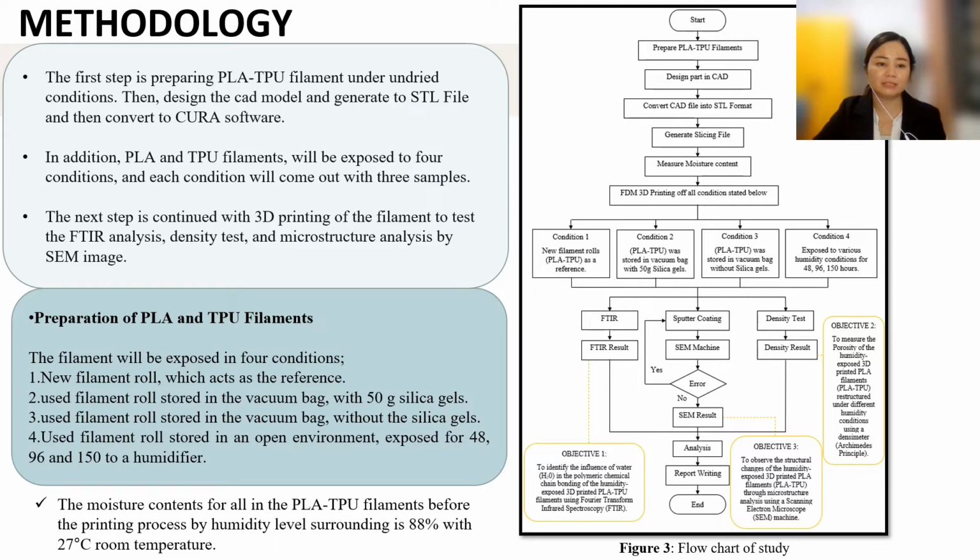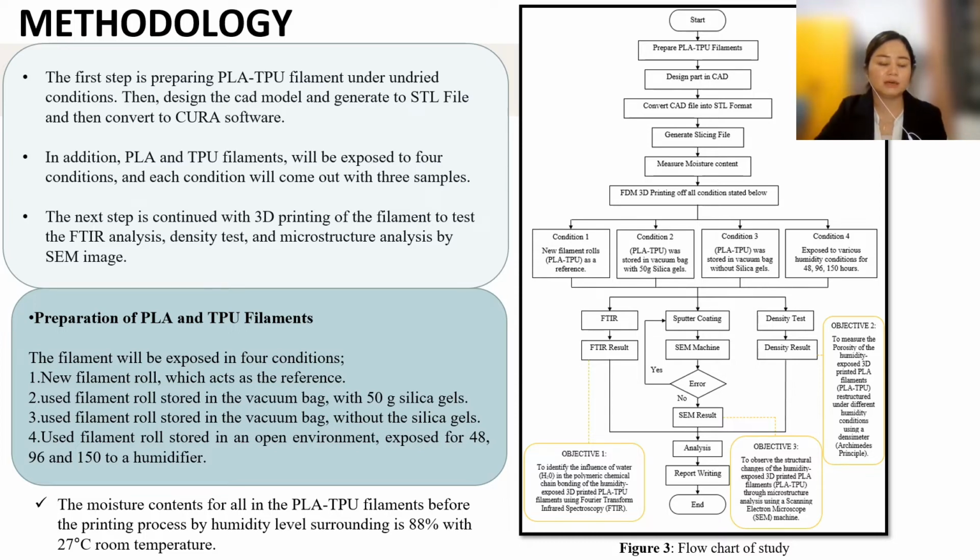Methodology. The methodology of this study is shown in Figure 3, which is the flowchart of the study. The first step is preparing PLA and TPU filaments under undried condition. Then design the CAD model and generate the STL file, and then convert it in Cura software by generating a slicing file. In addition, the material preparation, which is PLA and TPU filaments, will be exposed for 4 conditions, and each condition will come out with 3 samples. The next step continues with 3D printing of the filament to test the FTIR analysis, density test, and microstructure analysis by SEM image.